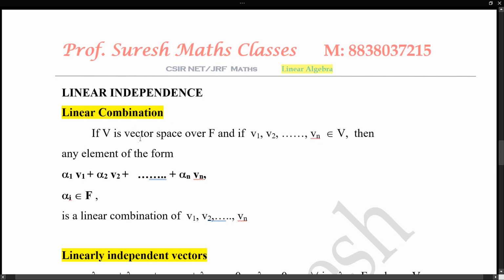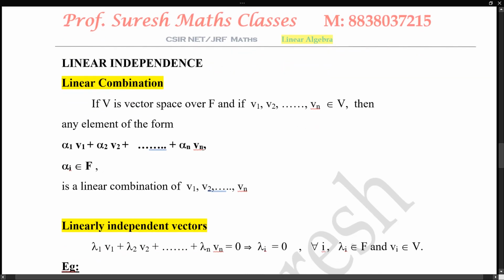Linear combination of vectors. If V is a vector space over F, and we have vectors v1, v2, up to vn, n vectors, then any element of this form, which means multiplying each vector by a scalar and adding (subtraction is included as well), is called a linear combination of the vectors v1, v2 up to vn. So simply, linear combination means multiply the vectors by scalars and add. Some scalars may be 0 also.